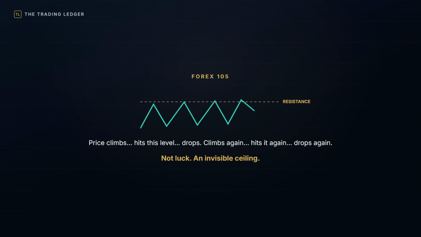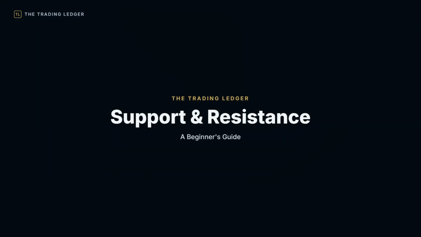chart you look at. These invisible floors and ceilings are called support and resistance, and they're arguably the single most useful concept in all of chart reading. By the end of this video, you'll be able to spot them yourself, understand why they exist, and know what to watch for when price finally breaks through one. Let's get into it.